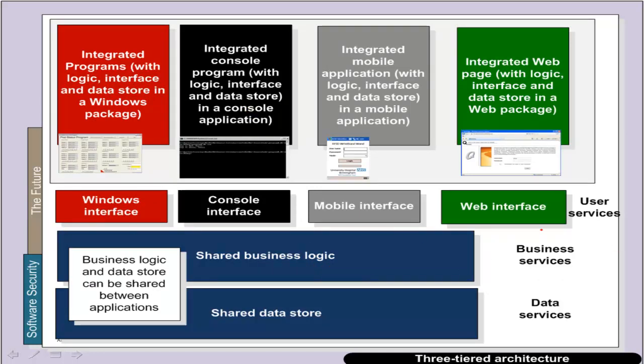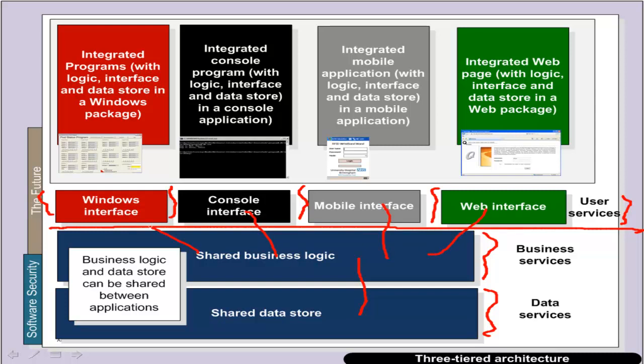Another change that we're seeing is that the user interface is now being decoupled from the actual business logic. So if possible, an application can be split into a business services layer, data services layer, and then a user services layer, which is the user interface. Then applications can be easily developed for different systems by changing the user interface. In this case, we have the same business logic, same data, and then we can bolt on different application interfaces to give us Windows programs, console application, mobile application, and a web application.